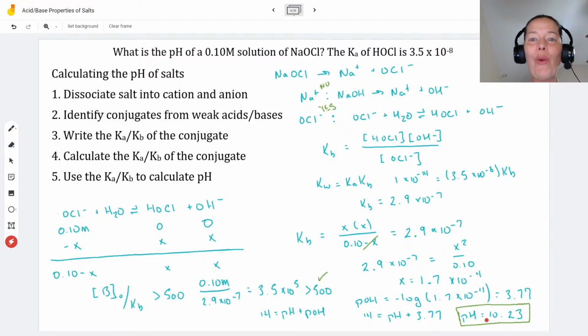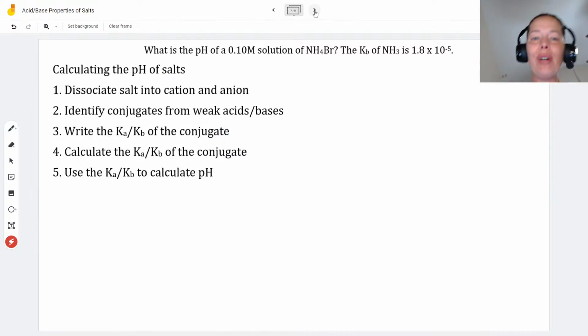All right, so let's get through. I think we're just going to get through one more problem here, which is totally fine. You can see these problems do take a while. All right, so we've got ammonium bromide in this case.